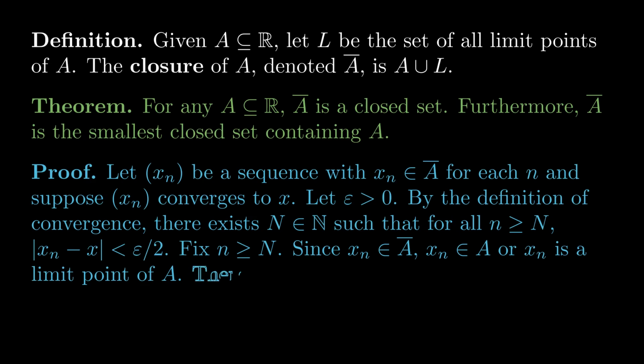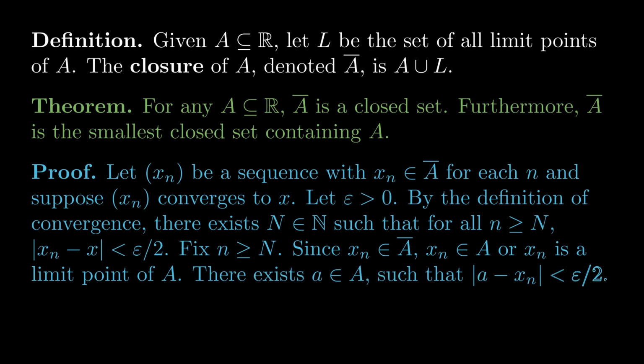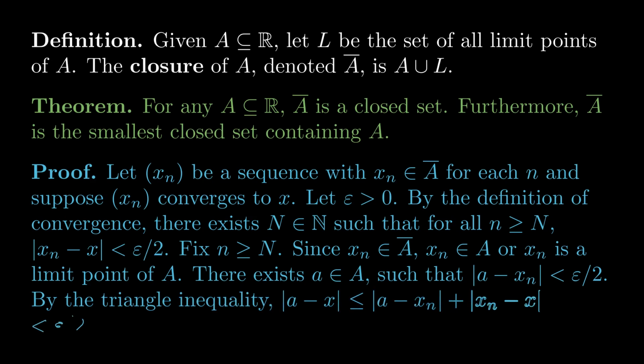Stating that there exists some a in A such that the absolute value of a minus x_n is less than epsilon over 2. And then by the triangle inequality, the absolute value of a minus x is less than or equal to the absolute value of a minus x_n plus the absolute value of x_n minus x, which is less than epsilon over 2 plus epsilon over 2 equals epsilon. So for any epsilon greater than 0, we can find an element of the set A within that epsilon of x, which means that x is a limit point of A.